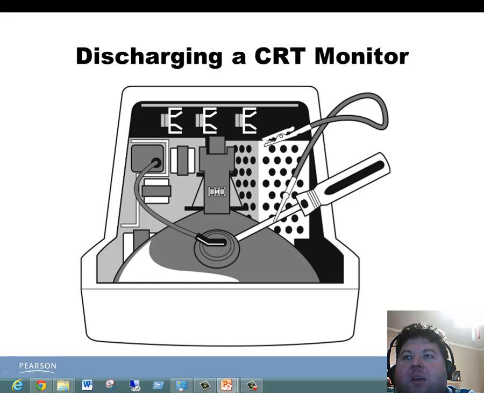Here they are showing the process of discharging a CRT monitor. I have never done this and don't ever plan to try to do this, but basically you take a screwdriver with a rubber handle on it and you touch the middle of the back of the monitor with it open, with the alligator clip connected to the screwdriver, and then ground it out into the monitor.